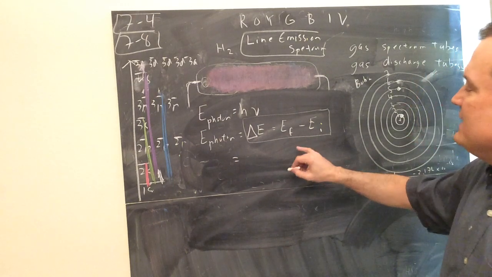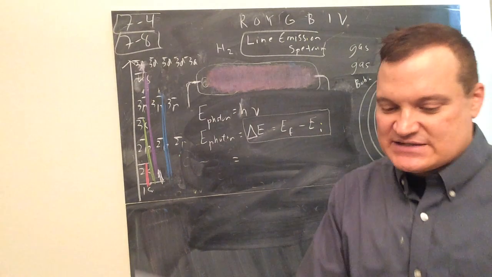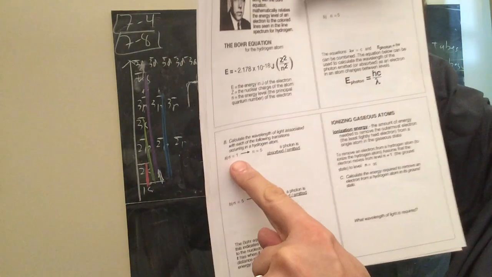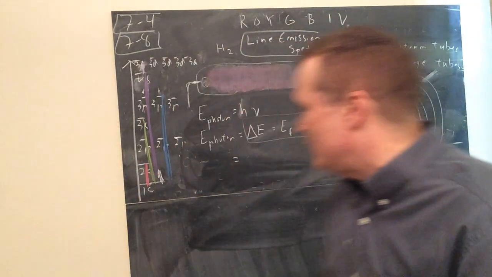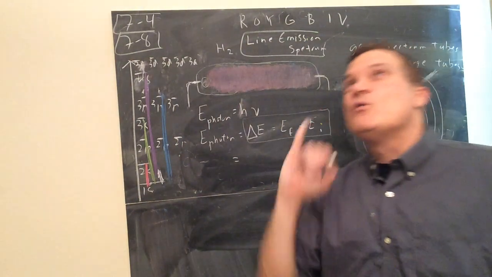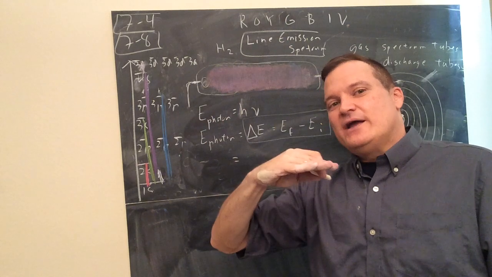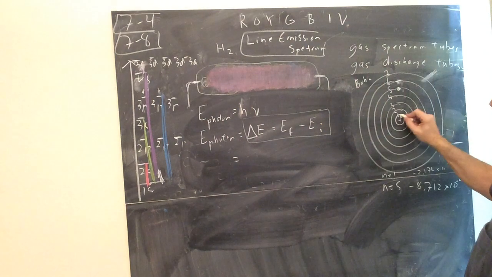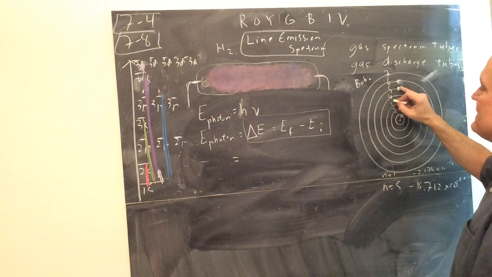So for this particular problem, I'm going to do it on the paper. When you go from level n equals 1 to n equals 5, what's the energy involved? All right, if I'm going from level 1 to 5, I start at 1, I end up at 5. What's my final?